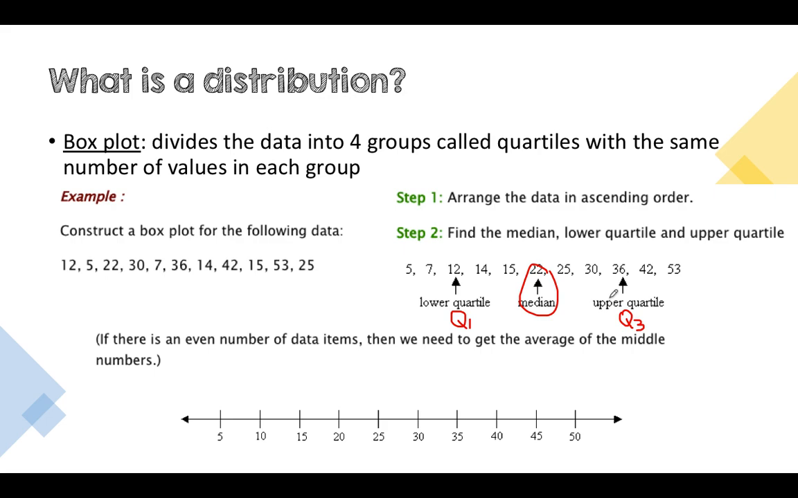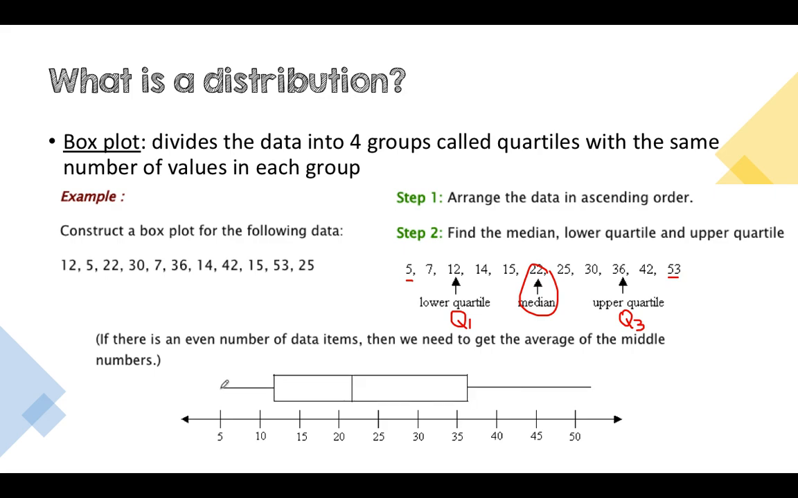And then to graph, we make a number line. Our numbers are from 5 to 53, so this number line is trying to include all those values. We can go up to 50, and then we're just going to mark a little past that. So we want to mark the minimum value 5 and the maximum value 53, and then the quartiles and the median. And this is what it's going to look like.